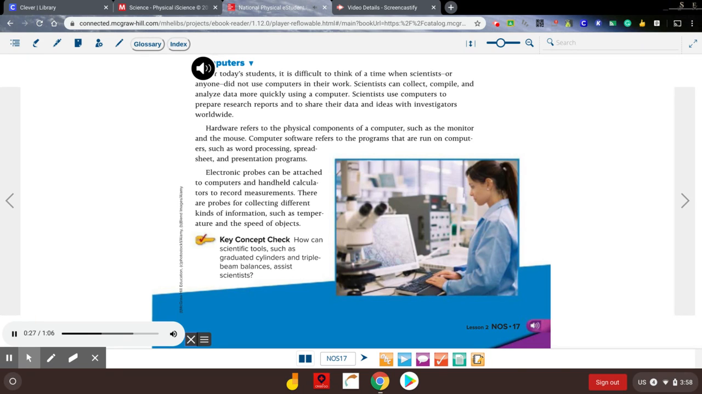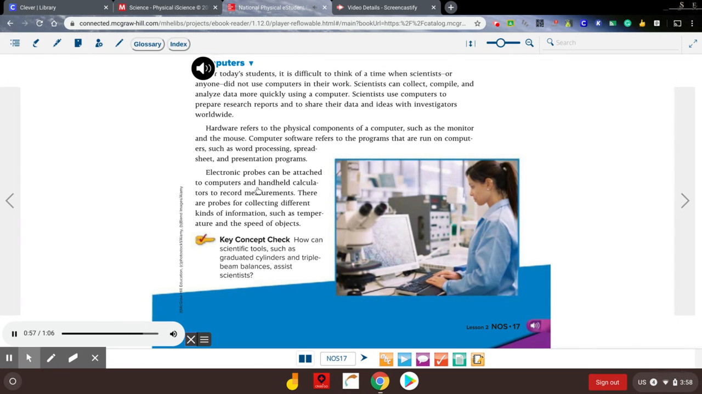Hardware refers to the physical components of a computer, such as the monitor and the mouse. Computer software refers to the programs that are run on computers, such as word processing, spreadsheet, and presentation programs. Electronic probes can be attached to computers and handheld calculators to record measurements. There are probes for collecting different kinds of information, such as temperature and the speed of objects.